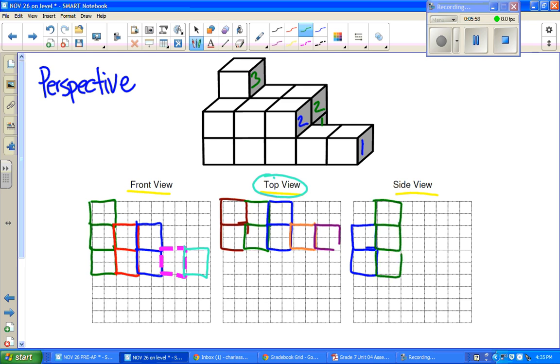There you go. So remember, perspective is the front view, the top view, and the side view of three-dimensional figures. You need to know how to draw these.